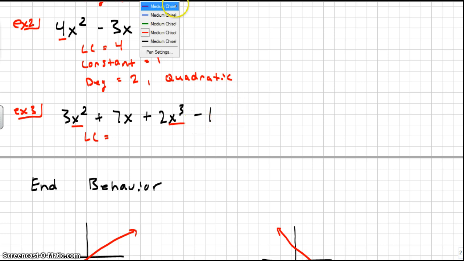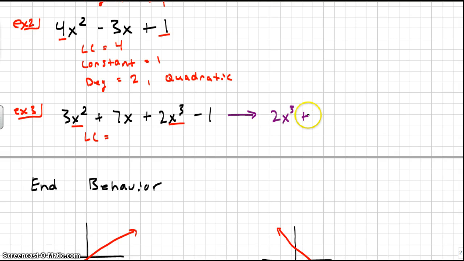So I'm going to rewrite this in standard form, in descending order. So my highest power is x to the third, so I write that first, 2x to the third, and then I'll just go down from there. So plus 3x squared plus 7x minus 1. Now I am in standard form. Now I can see that my leading coefficient in this case is the number attached to my largest term, so that is 2.